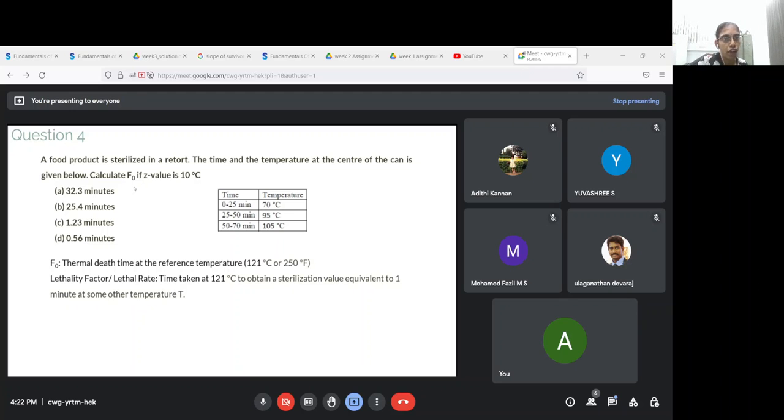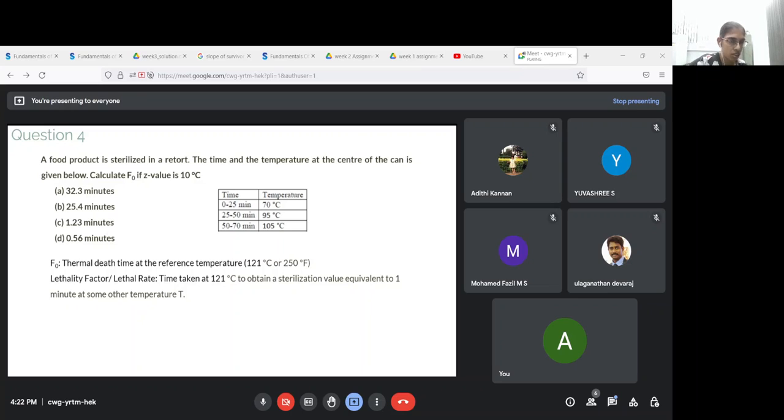So you can actually find out F naught using a parameter known as lethality factor or lethal rate. So what is lethality factor? It is the time taken at 121 degrees Celsius to obtain a sterilization value equivalent to 1 minute at some other temperature T. So let's say at around 100 degrees Celsius, you are able to reduce from 10 power 5 to 10 power 4 cells in 1 minute. How much time does it take at 121 degrees Celsius to reduce the same amount, from 10 power 5 to 10 power 4? The same lethality rate or the same amount of killing should happen at 121 degrees Celsius as what happens in 1 minute at some other temperature.